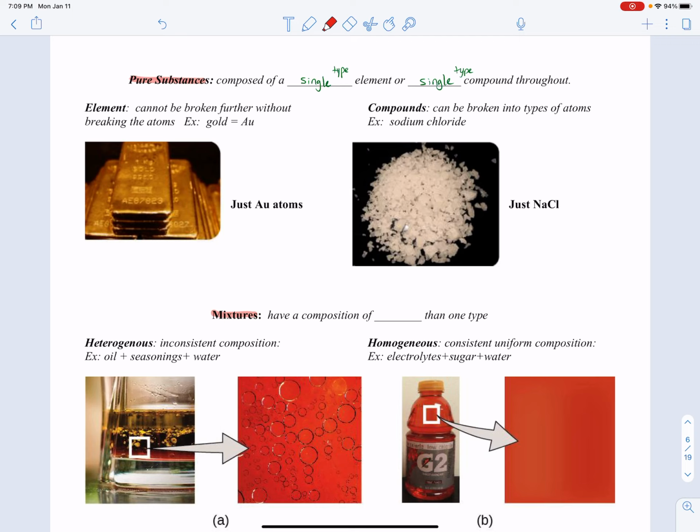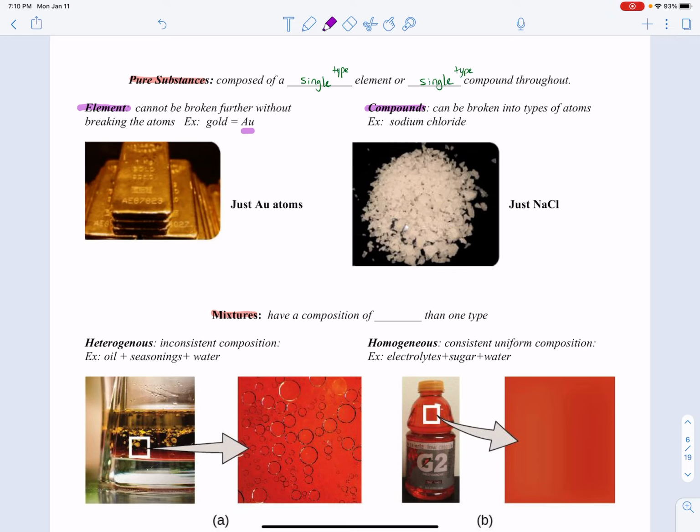So we have our 2 categories. We have our element right here, which cannot be broken down further without breaking the atoms. So you get down to gold. If you start trying to break gold down any further, you're going to break up the nucleus and really mess it up. And then you have compounds, which again have only one type.